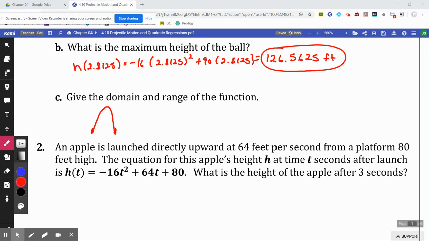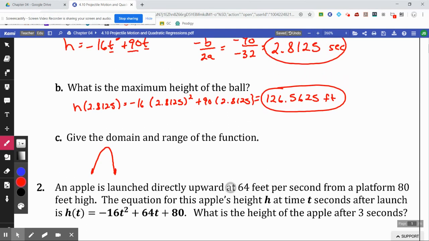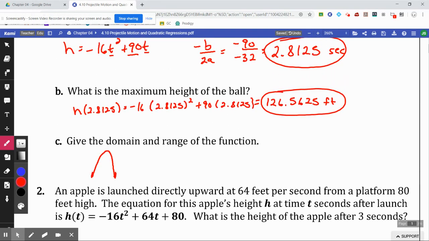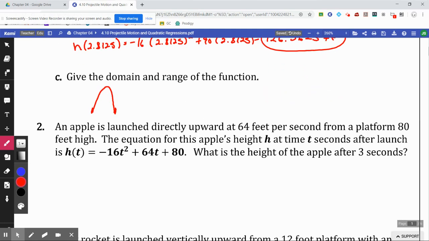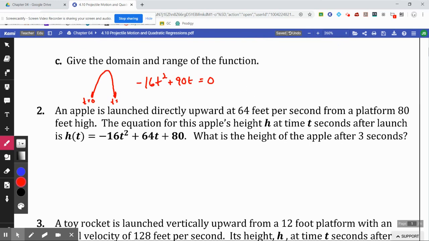There's a couple of different ways we can find this. One method is we could take that negative 16t squared plus 90t. I know it's kicked from the ground at time equals 0, but when does it hit the ground again? What you can do is set the height equal to 0, and that's going to tell you when it's on the ground. So anytime you need to know when the ball is on the ground, set the height equal to 0 and solve it.